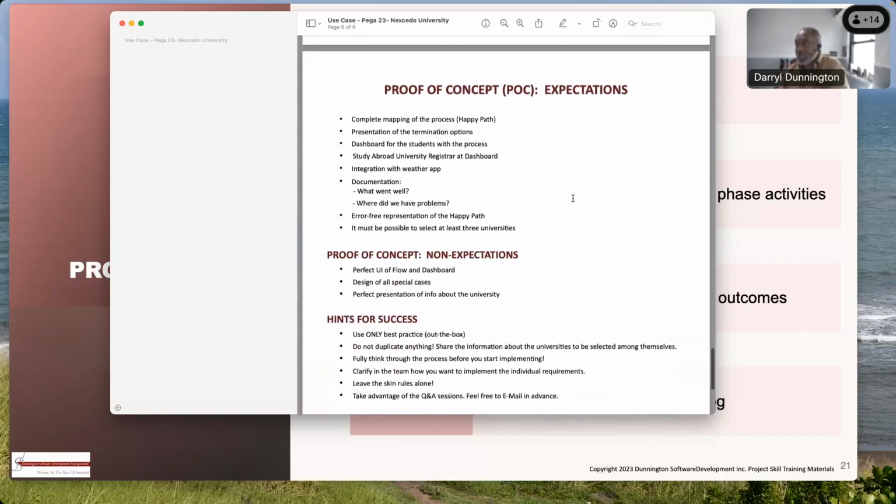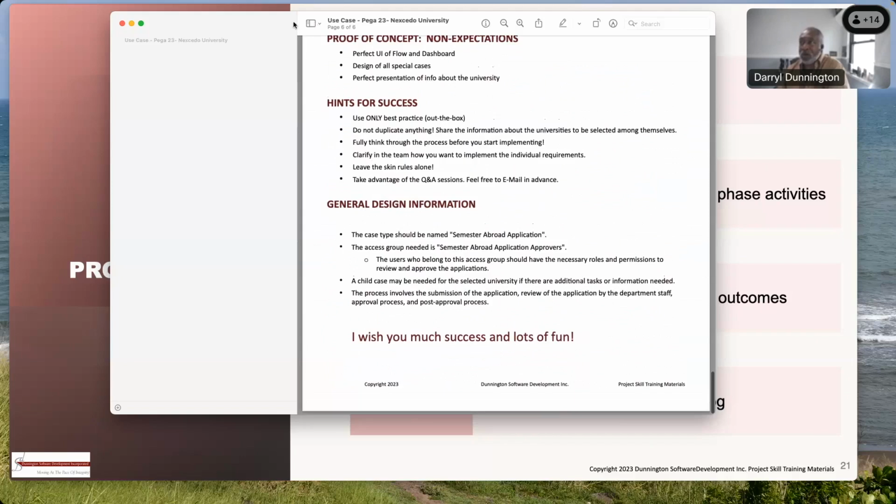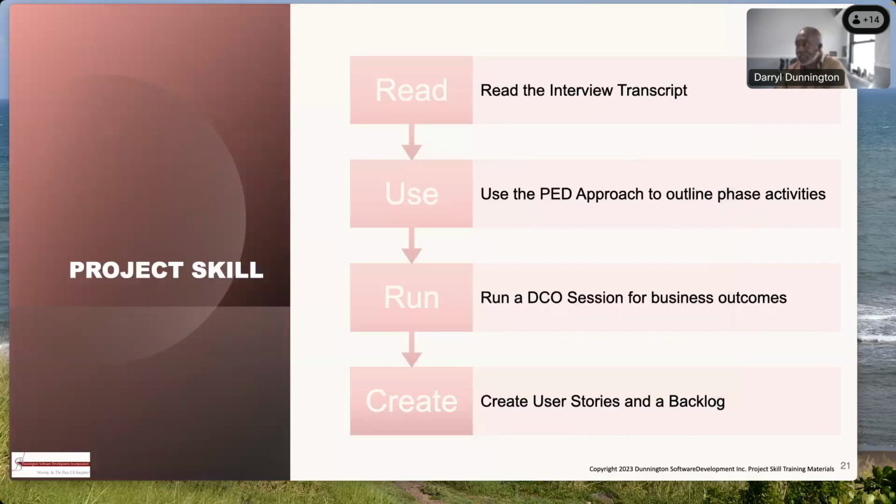Okay. So make sure you take a look at that before tomorrow. We will read it in class. You will be able then to leverage the PED approach to start outlining your phases, have some informal DCO to talk about, here's a user story and what are the artifacts that we need to implement in Pega. And so in the morning, we're going to spend a lot of time creating user stories. So put you in groups of 5. We have 3 teams.